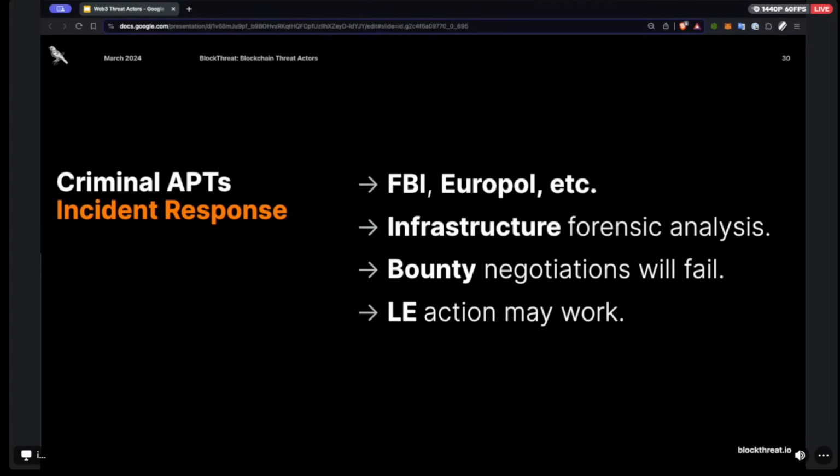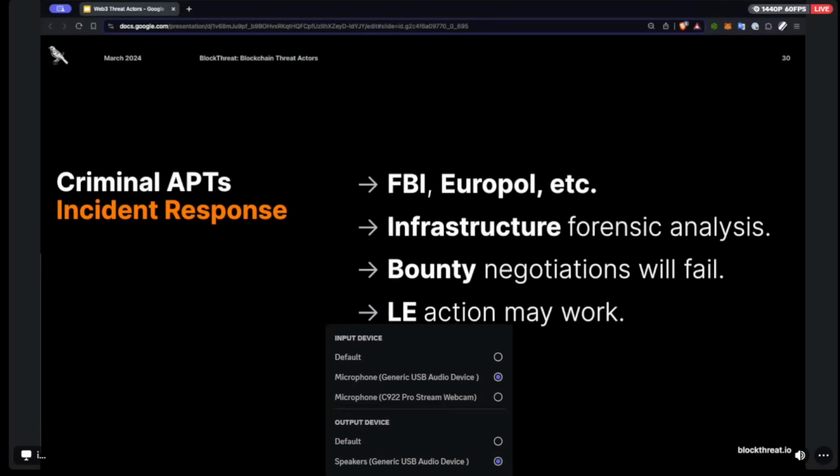Criminal APTs. Any questions on those folks? These guys are dark, and I'm worrying about those the most. No questions, bro. Just keep on. It's very interesting. All right.